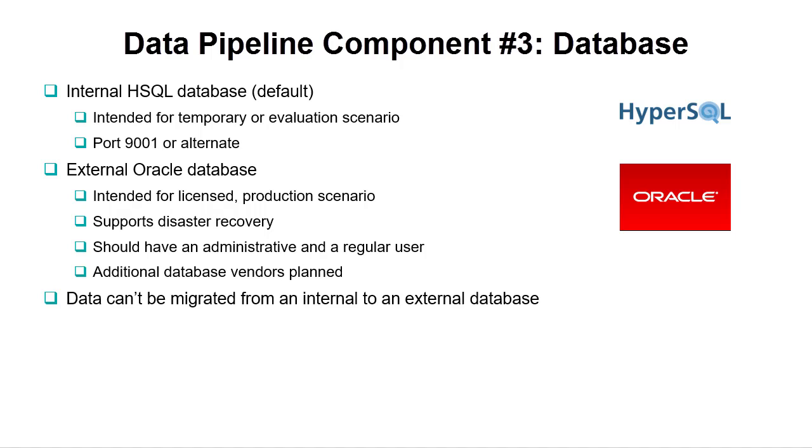Please note that you cannot migrate data from an internal to an external database. Progress uses a one-way hash function for security. Since passwords cannot be recovered, migration is not possible. So if you initially use an internal database and later decide to use an external database, you'll lose your user information and data source definitions.